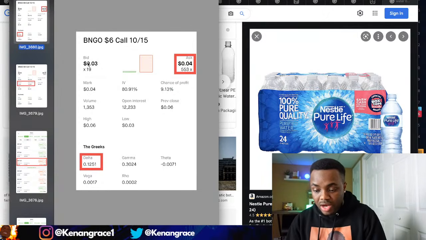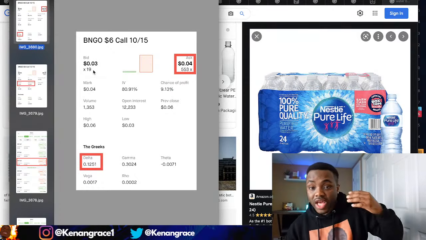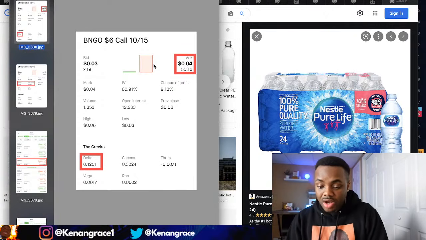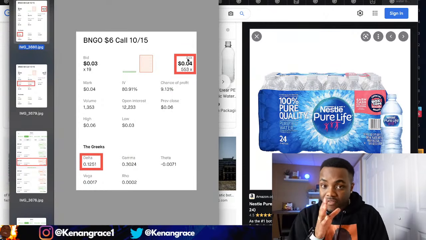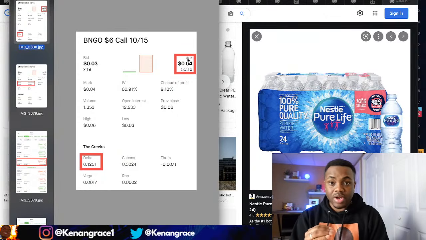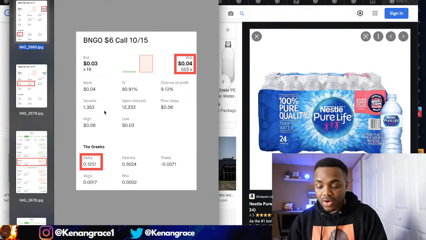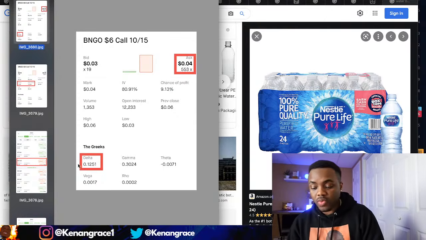That's the bid right here. Now, the bid, notice, there's 19 contracts basically that they're trying to pick up for $3 right here. However, most people are selling it for $4. So if you want to get in right now on an option, you have to use the ask and pay the asking price.